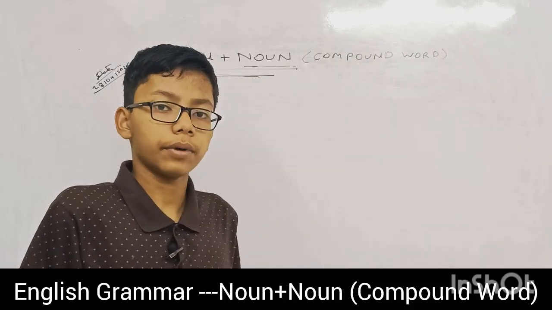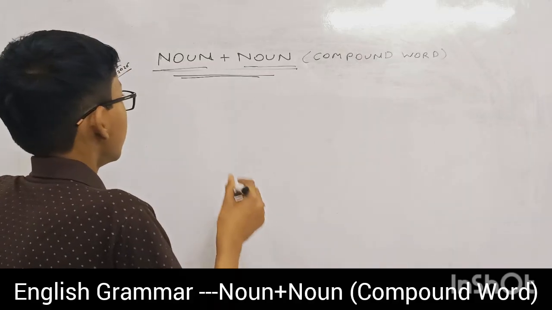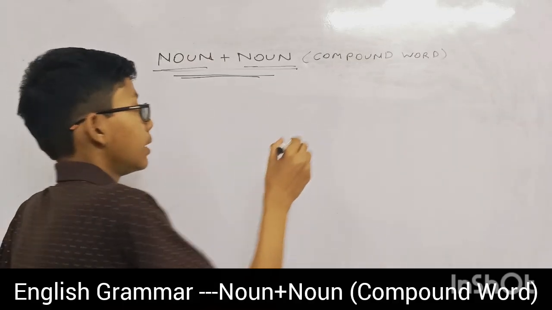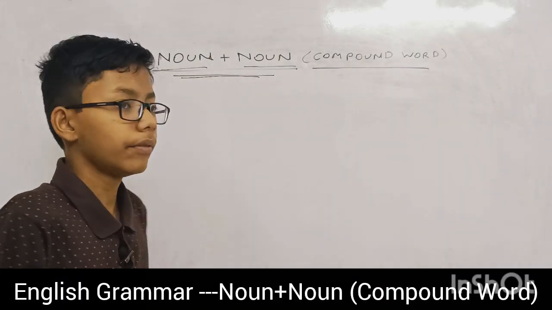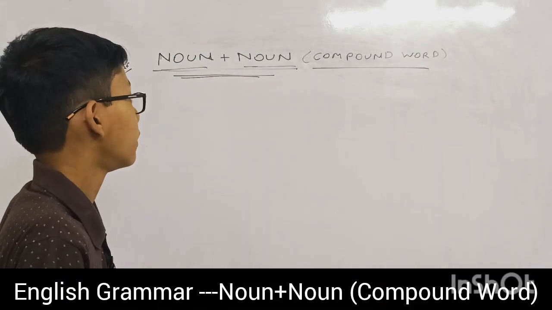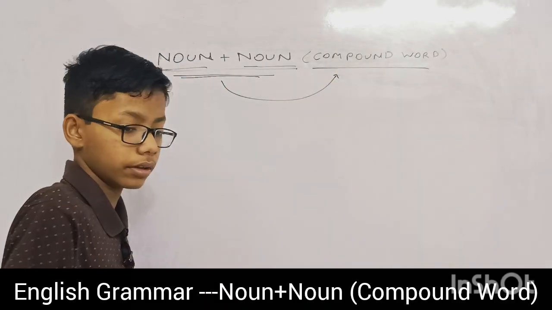Today I'll talk about a combination in the English language: noun plus noun. Here it combines two nouns together. Combining two nouns makes a compound word.